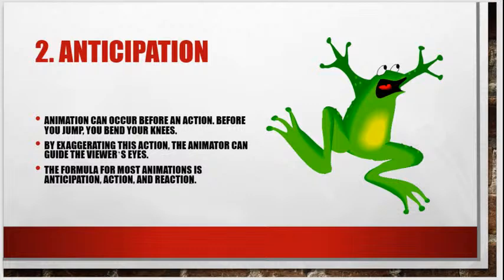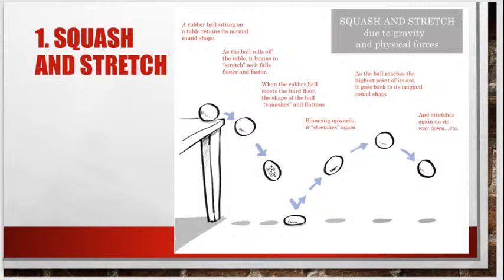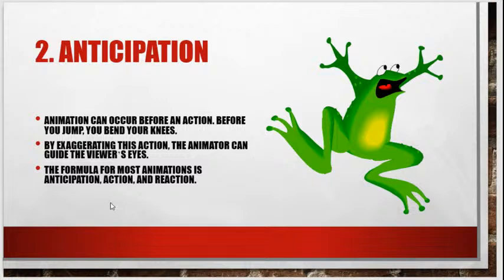Just like in squash and stretch, you have a set of rules: when you stretch something, it gets thinner from the side. If you squash something, what will happen? It gets wider from the side. In the same way, here we have the rule of anticipation: there will be an anticipation, there will be an action, and then the reaction. So let's see how this is usually done in animation.